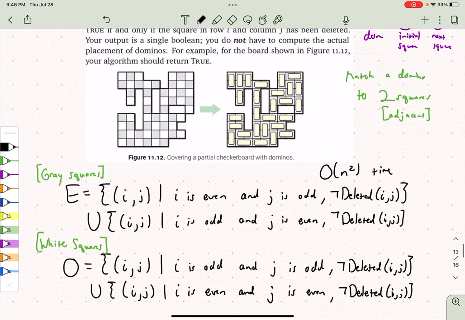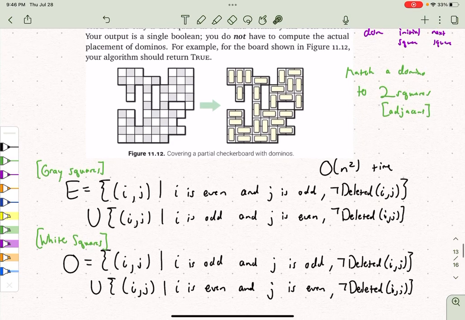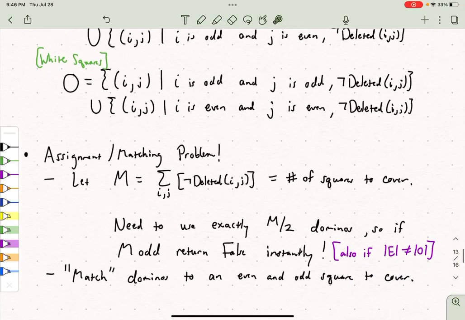So we'll use these sets to help us build our graph. So we're going to make this an assignment problem. And the idea is first we need to define this number m. So m is going to be the total number of squares to cover. So these are just all the not deleted squares.